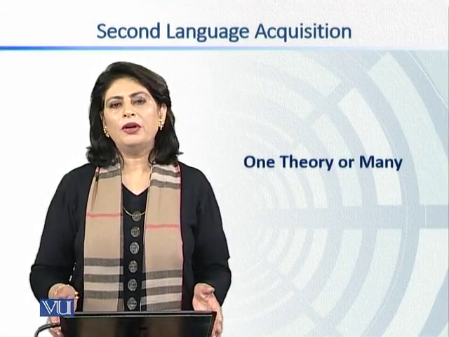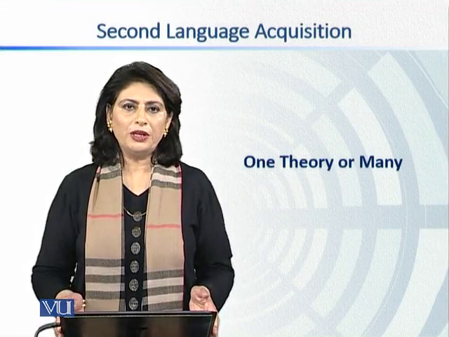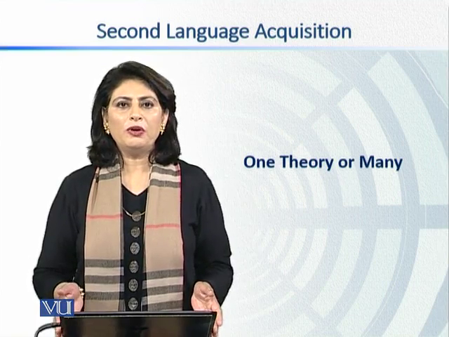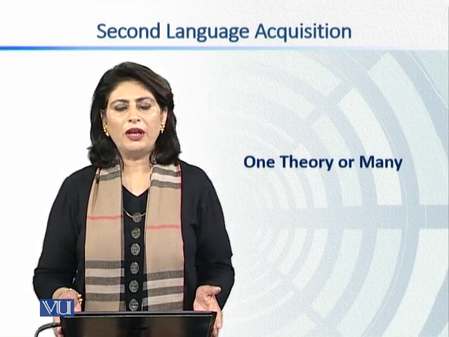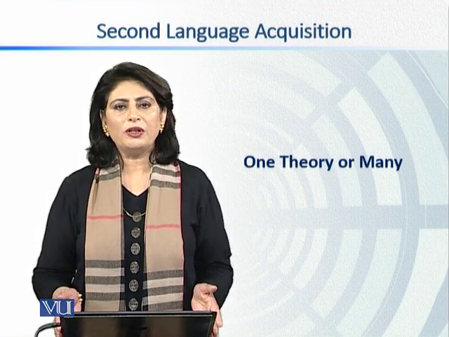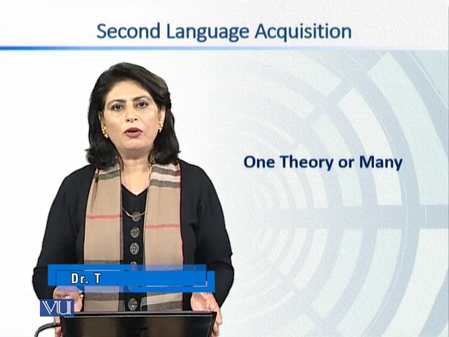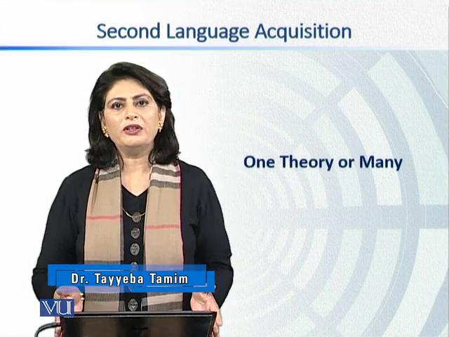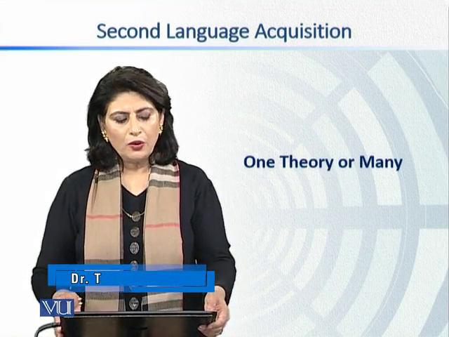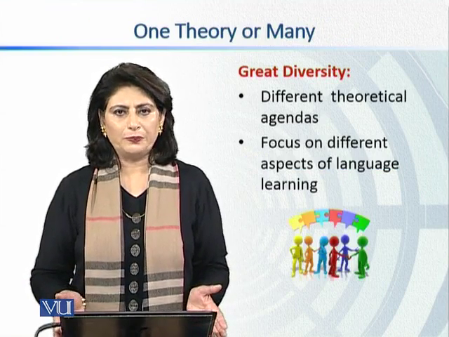One theory or many? We have until now explored several theories of second language acquisition. We have explored socio-cultural theory of language learning. We have explored socio-linguistic theory of language learning, looked at the functionalist approach, and explored also the basic arguments of universal grammar. So the question is, which theory do we think is correct?